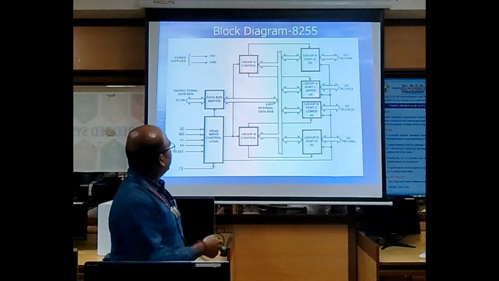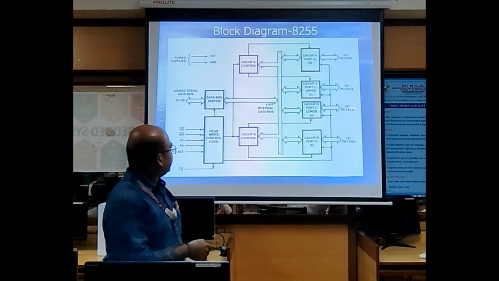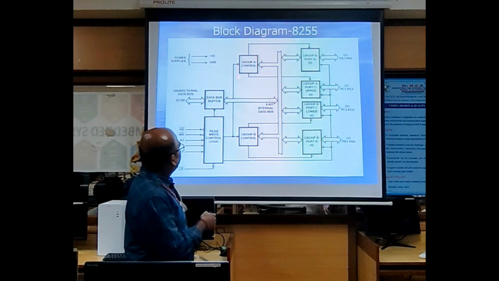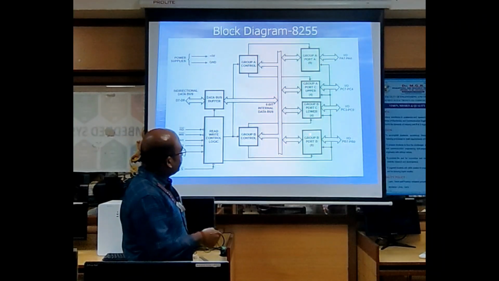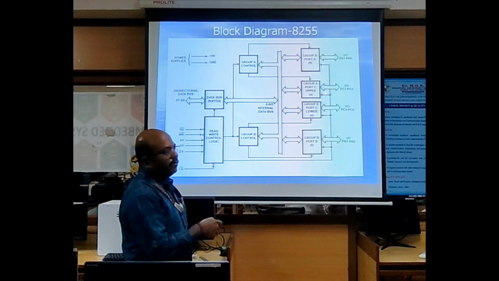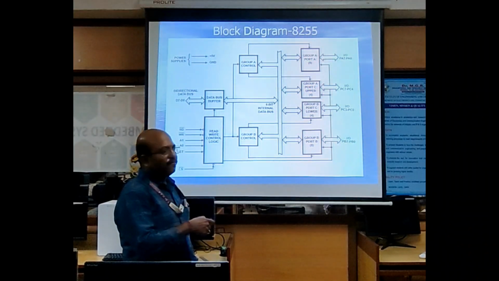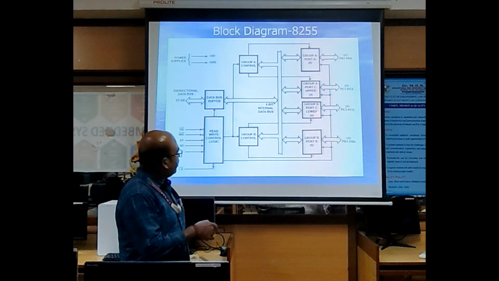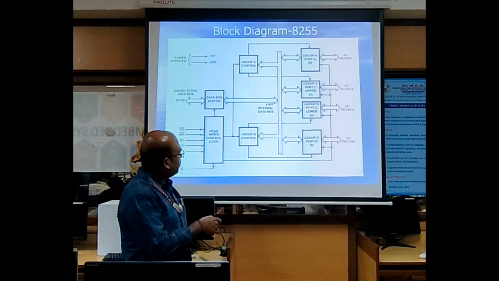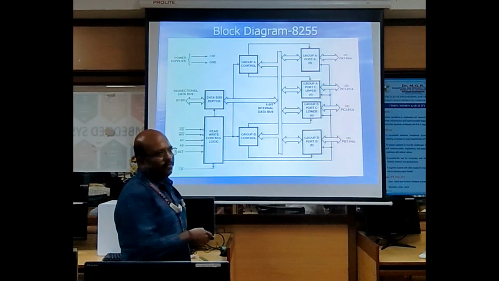So this is the block diagram of 8255. It consists of data bus buffer, read and write control logic, group A control, group B control, and 3 ports, port A, port B and port C. Already I said in group A there are 2 ports, port A the 8-bit IO port and port C upper the 4-bit port, and in group B the 8-bit port B and the 4-bit port C lower, right? So 12 pins form group B, and 12 pins form group A.